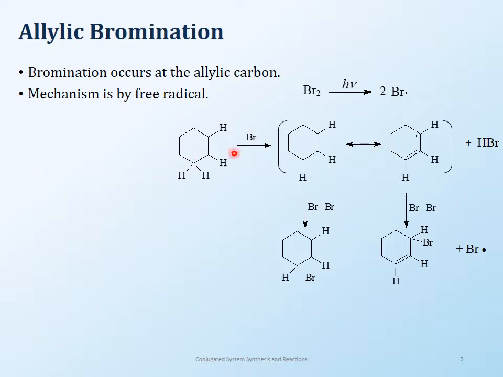If there was no allylic position possible, which means if there was no double bond, you would get only one product. But because there is a double bond present, you have generated an allylic position, and because of that, you end up getting two products.